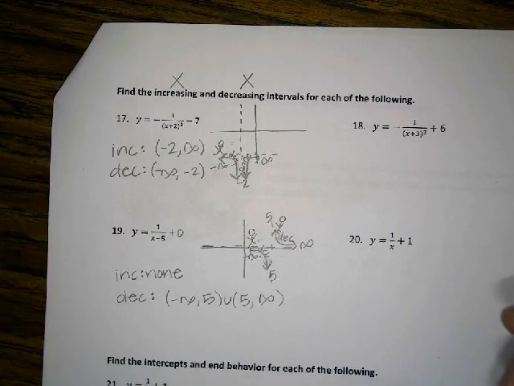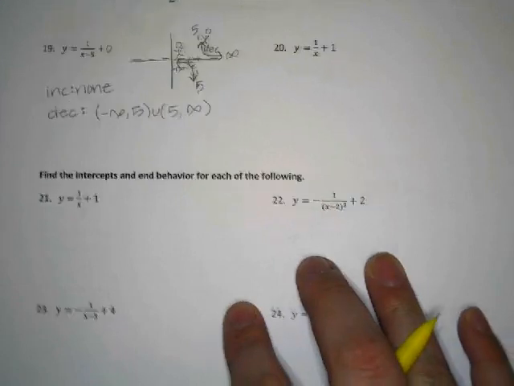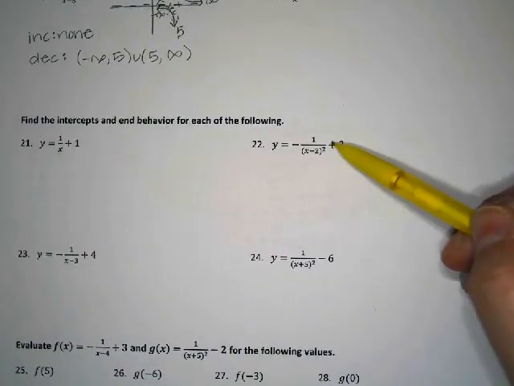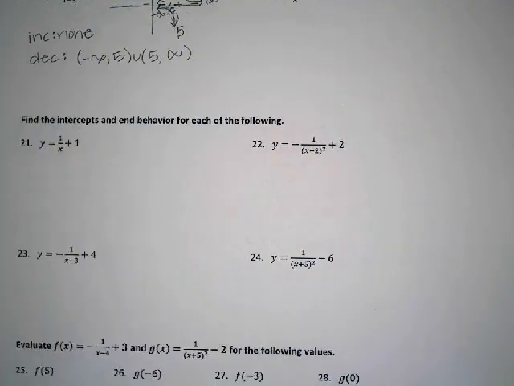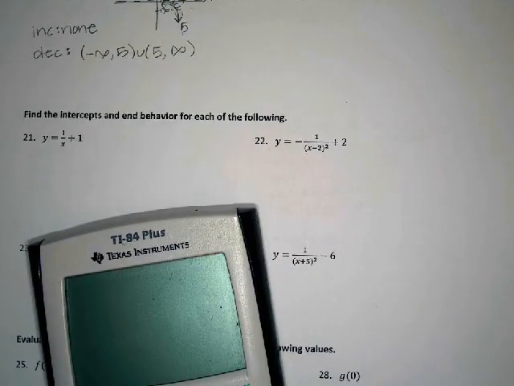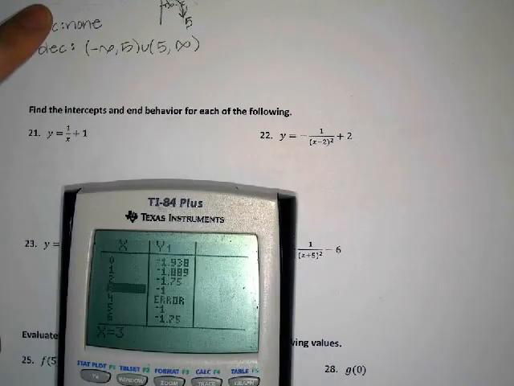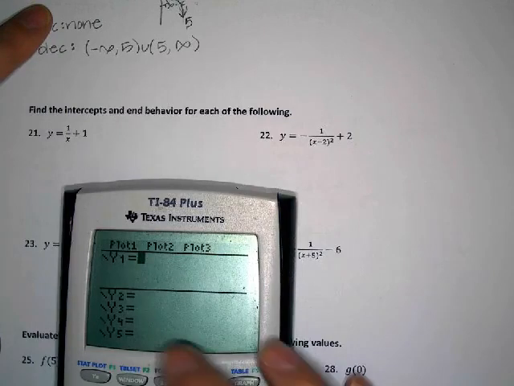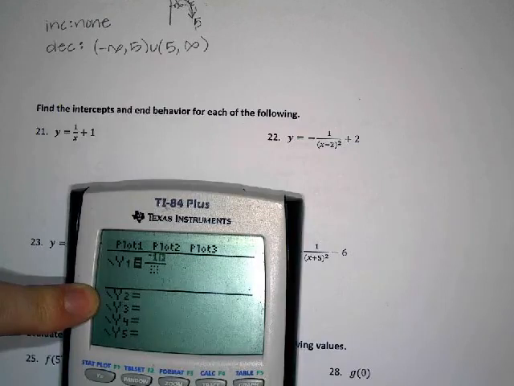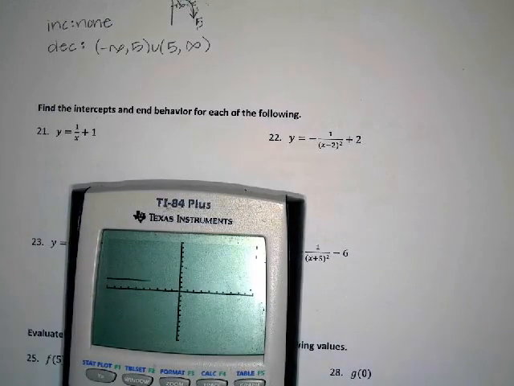All right, next problem. I'm going to do problem 22. That asks me to find the intercepts for this problem. So I'm going to have to get my calculator out. That's definitely a calculator problem. So I'm going to do alpha y equals -1 over x minus 2 squared with a +2 on the end.